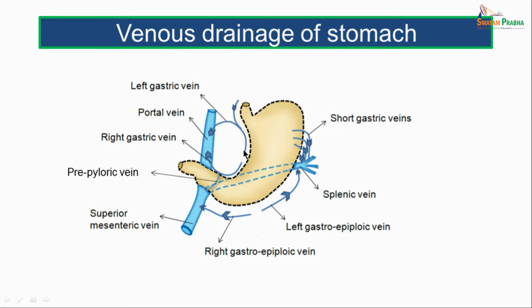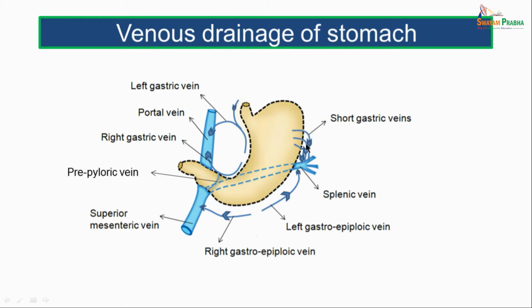So what is seen here, this is the left gastric vein which receives the esophageal veins that come from the lower part of the esophagus. This is the right gastric vein.